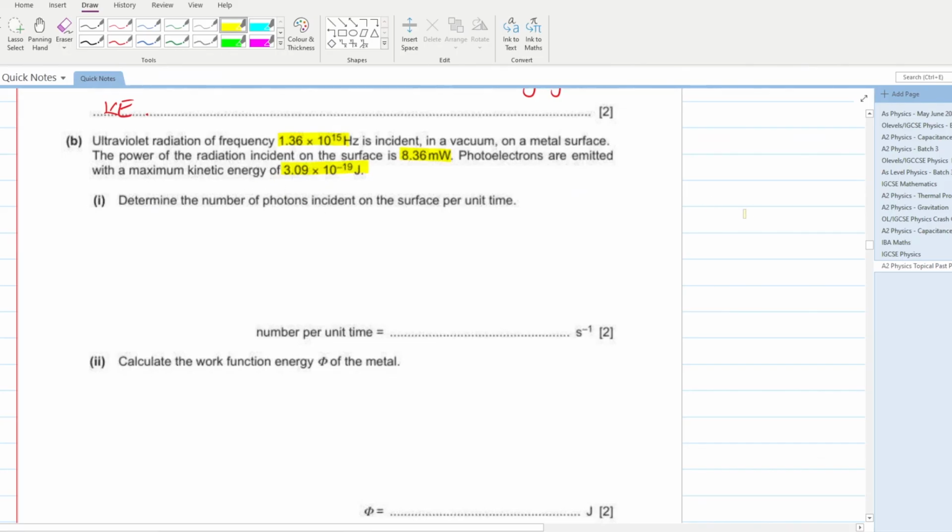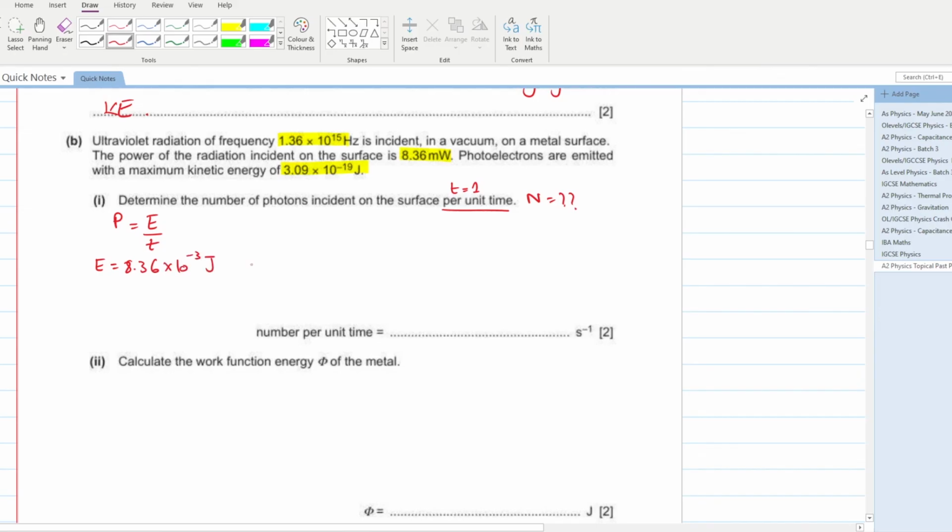Determine the number of photons incident on the surface per unit time. So we have to calculate N. Okay, what can you do here? First of all, you know the power. Can you calculate energy? Power is equal to energy over time. We have to calculate per unit time, so time equals 1, and hence energy will be equal to what? 8.36 into 10 raised to the power of minus 3 joules.